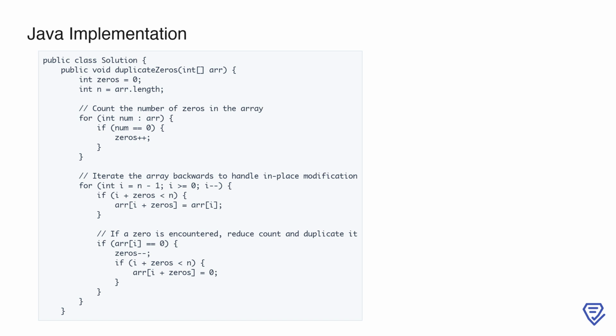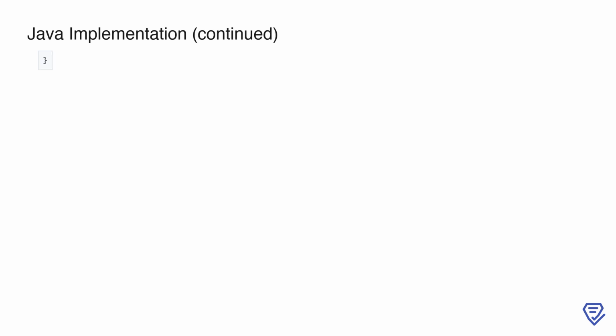Now, as the loop continues, when a 0 is encountered, we decrement the zeros counter and duplicate the 0 in the array by assigning it to the necessary position. This duplication only occurs if the calculated index falls within the bounds of the array, ensuring we don't access out-of-range indices. By iterating backward and shifting elements while duplicating zeros as needed, we achieve the desired transformation of the array in place. This approach maintains efficiency and avoids the use of additional memory, making it optimal for the problem's constraints.